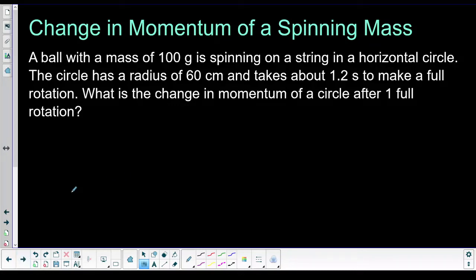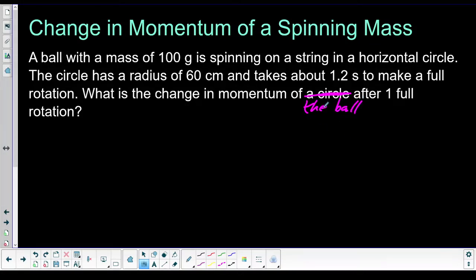But all right, we have a ball with a mass of 100 grams, and it's spinning on a string in a horizontal circle. The radius of the circle is 60 centimeters, and it takes about 1.2 seconds to make a full rotation. What is the change in momentum after a circle? Change in momentum of a circle after one full rotation. I might have worded this a little weird. What is the change in momentum? We want to know not of a circle, of the ball.